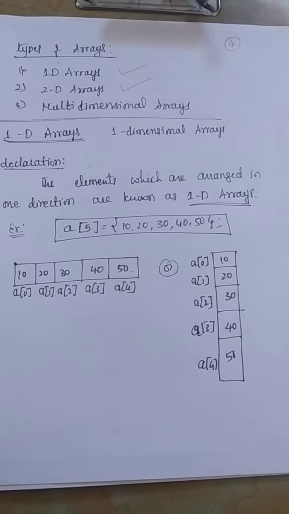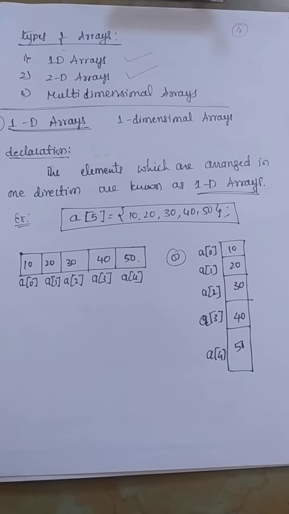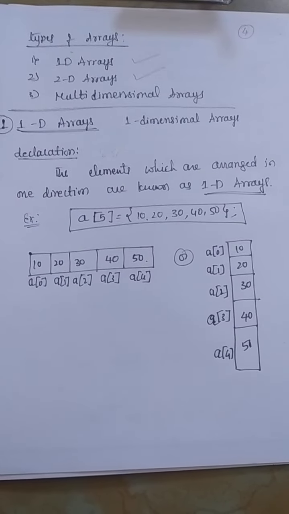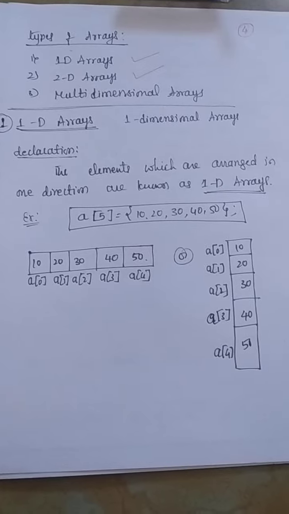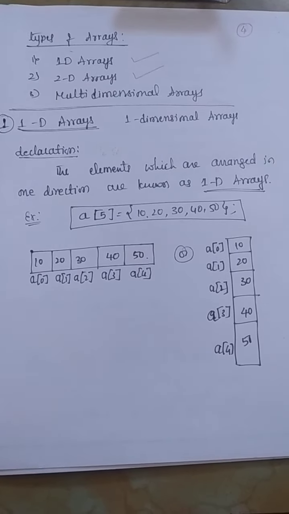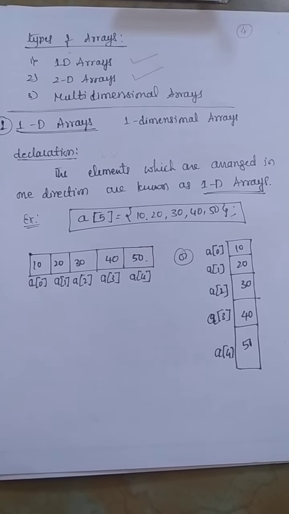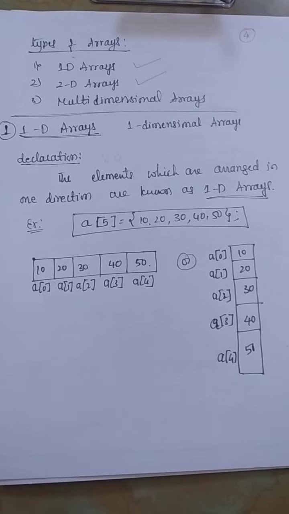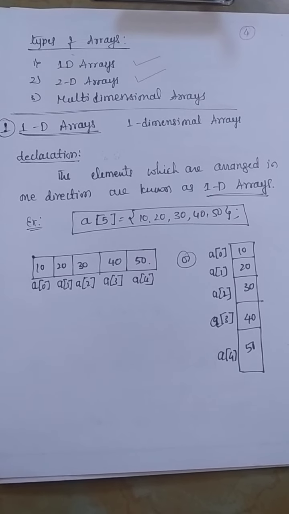Hello everyone. Next we have the types of arrays concept. Here, types of arrays, in the sense, we can have two or three types of arrays. First one is one dimensional arrays, second one two dimensional arrays, and third one multi-dimensional arrays. For your syllabus we are having 1D and 2D arrays.